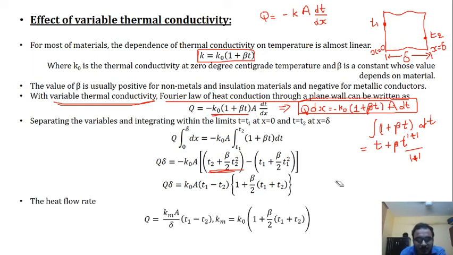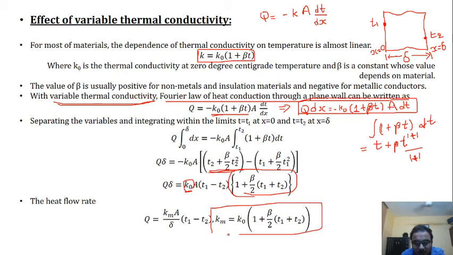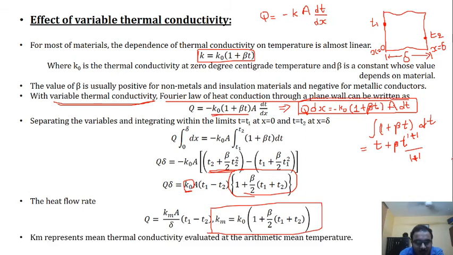Okay, so the heat flow rate is given by this formula, in which we have combined a few terms together, that is K0 and these terms. All these together are written as Km and the remaining terms are as they are, because Km is equal to this formula, where Km represents the mean thermal conductivity evaluated at the arithmetic mean temperature. Why is it the arithmetic mean temperature? Because here we have T1 plus T2 divided by 2, that is the arithmetic mean.